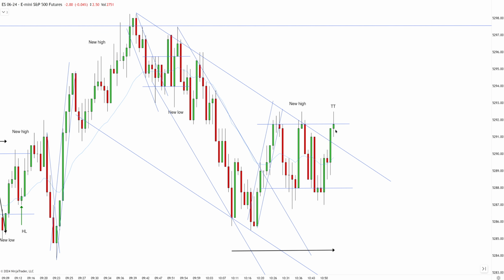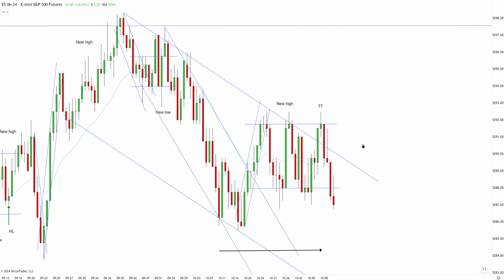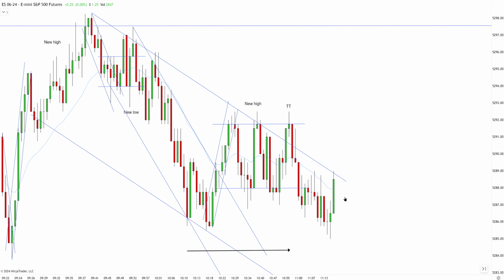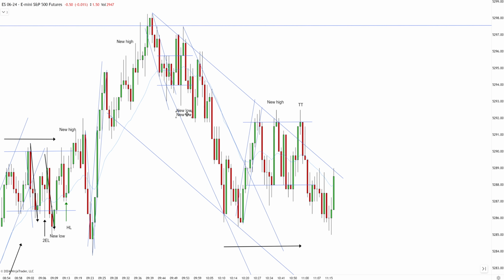So great context. Triple tap. You need to get a new extreme. But my signal bar is just horrendous. And now I basically can't sell too far down, and we have a break and a new extreme of this downtrend.